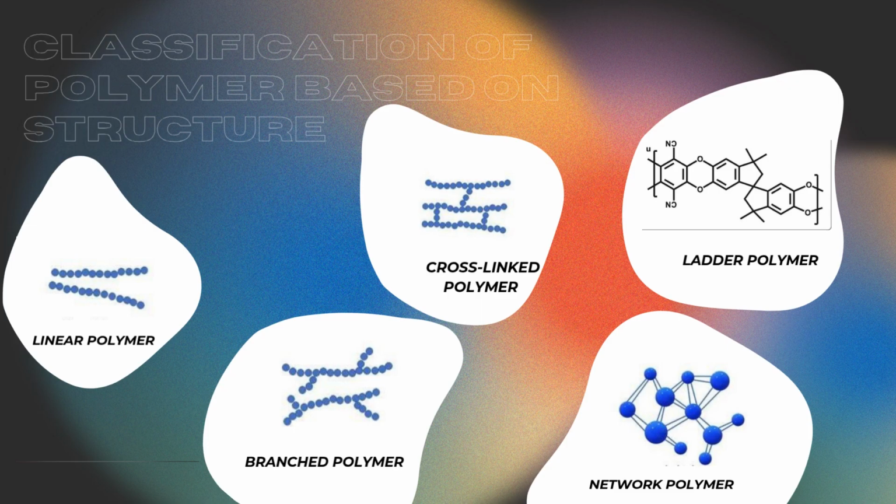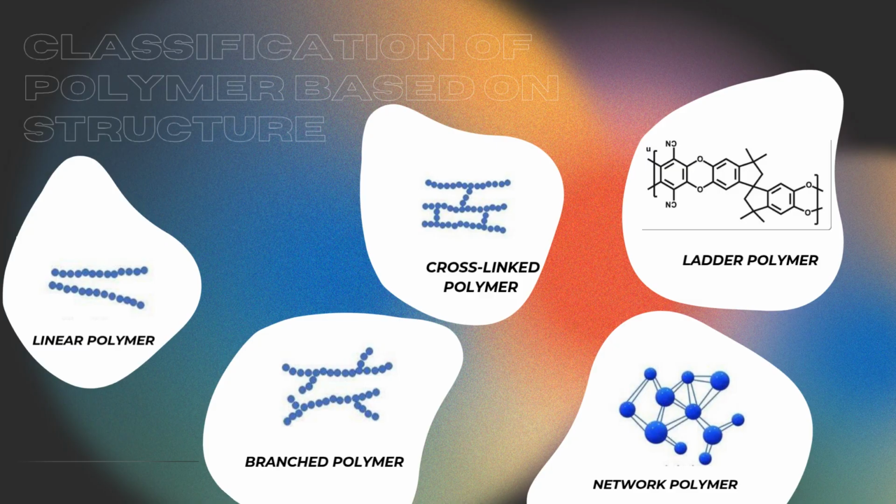The second one is branched polymer. The structure of branched polymer is that we have side chains or branches attached to the main polymer backbone. The properties are less compact packing compared to linear polymers, lower density and crystallinity, often more flexible and softer materials. For example, low density polyethylene LDPE used in plastic bags and films, and amylopectin, a branched component of starch.